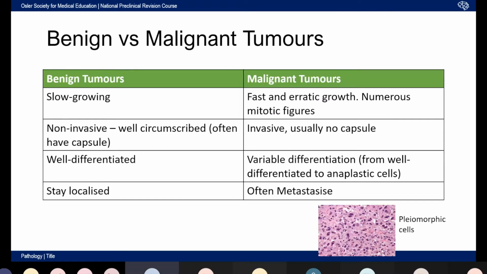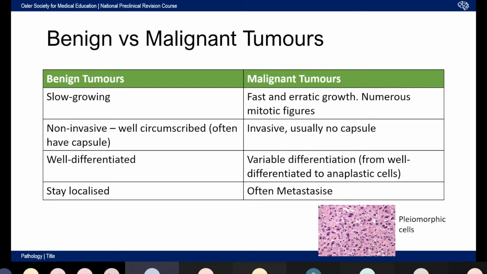So the key difference between benign and malignant tumours is really that malignant tumours invade other tissues, whilst benign tumours don't, and also only malignant tumours can metastasize. Benign tumours tend to be slower growing, they tend to be well circumscribed and often have a capsule, whereas malignant tumours are invasive and usually don't have a capsule, and yes, there's also different amounts of differentiation.